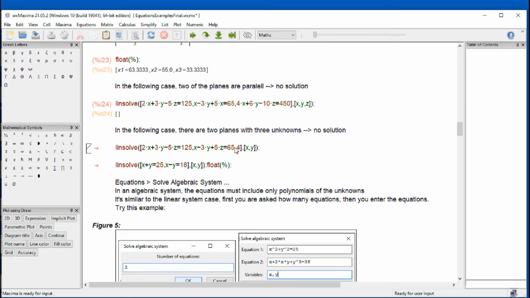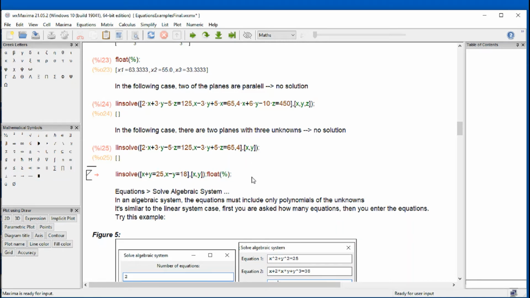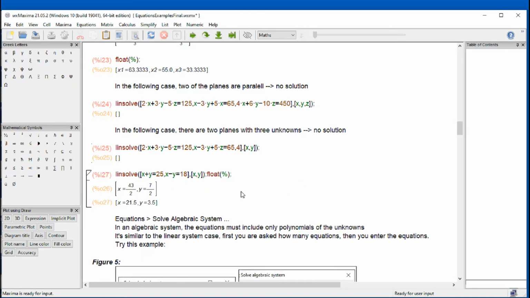And in the third case, there are two planes, but there are 3 unknowns. Although I'm only solving for 2 of them, in that case also there is no solution. In this case, I have 2 equations with 2 unknowns. Linear system. If I use float immediately following the command, then I get the results in floating points.